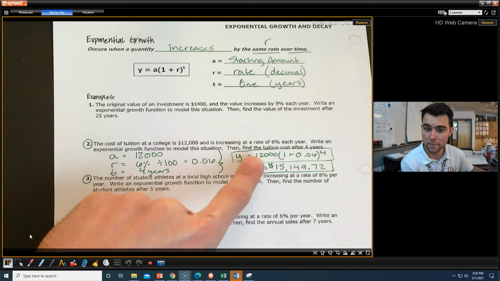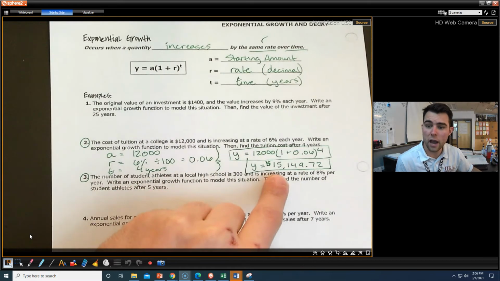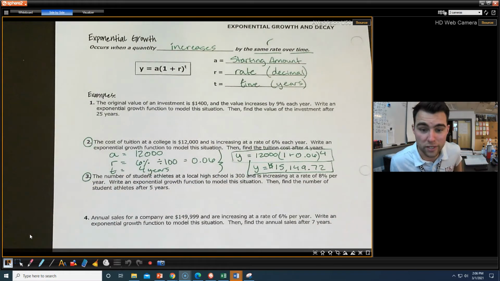So if you're a freshman right now and you notice a school's tuition rate is this, and I know it's changing at this rate, you can predict by the time you get out of high school in 4 years how much that tuition is going to be at that point in time. Okay? So it's useful in that sense. It's also good for populations like number 3.